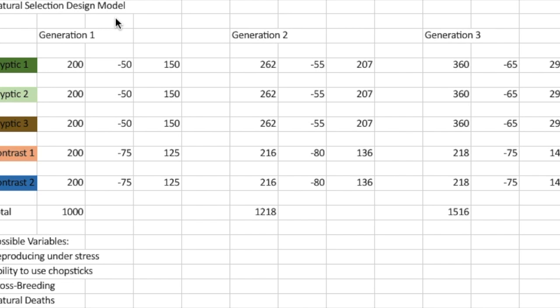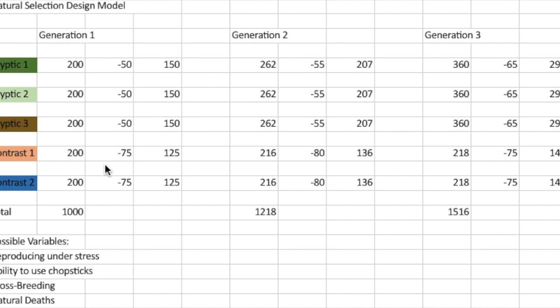Now let's delve deeper into the design model and more thoroughly discuss the numbers. Looking into the model we created for our experiment, we looked through generation 1, which has 600 cryptic and 400 contrast with a total of 1,000 worms. Now when you move through generation 1, look at the predation rate, we have to take a couple of things into account. One, our ability to use chopsticks as a group, since that is our method of predation, and two, how long we'll be predating on.